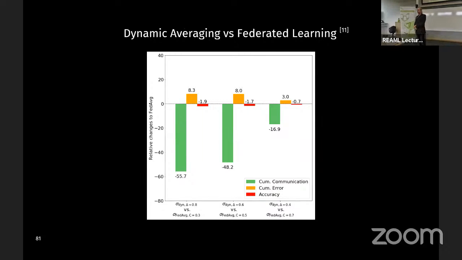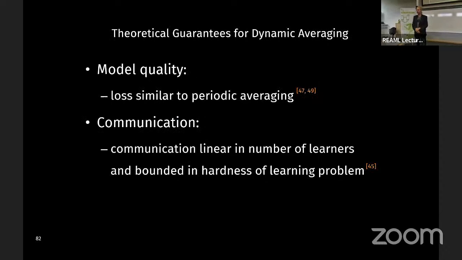And we compared it, of course, to federated averaging. And what we see is, with roughly the same model quality, we reduce communication by between 16 and 50%. And it, of course, depends on how hard your learning problem is, because we actually give a guarantee on that.